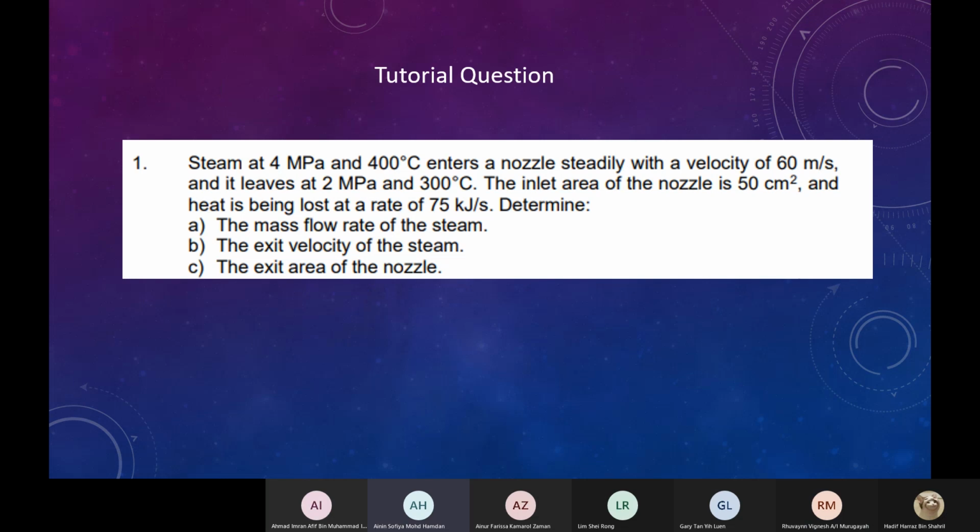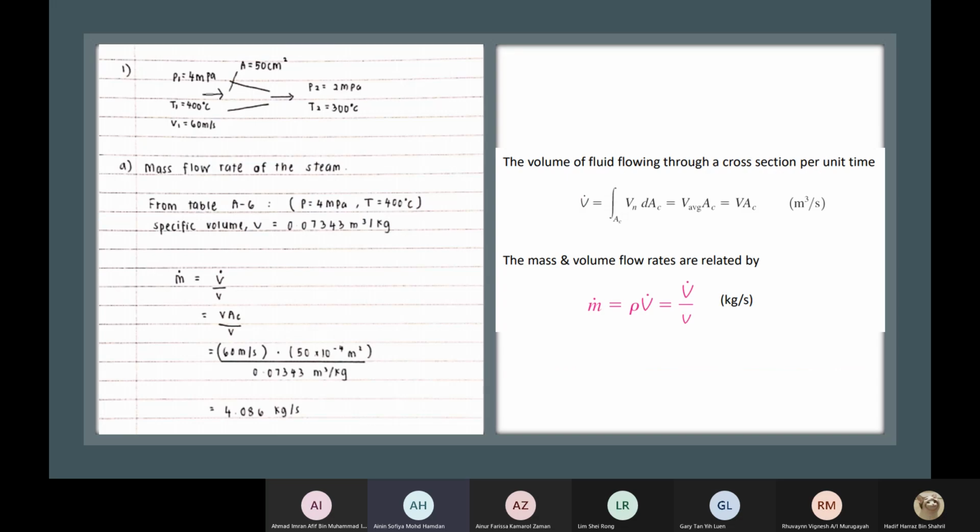Okay, for the tutorial question, the question asks for the mass flow rate of the steam. From table A6, we can get the specific volume of the pressure and the temperature given, which is 4 megapascal and 400 degrees Celsius. From the formula that we can get from the slide, we substitute the value and get the answer of 4.086 kilogram per second. Next, I pass it to Ainur.